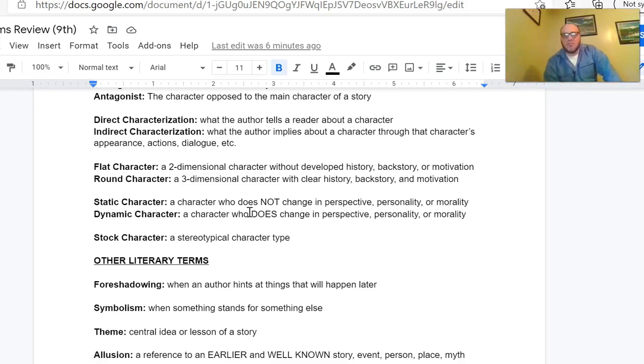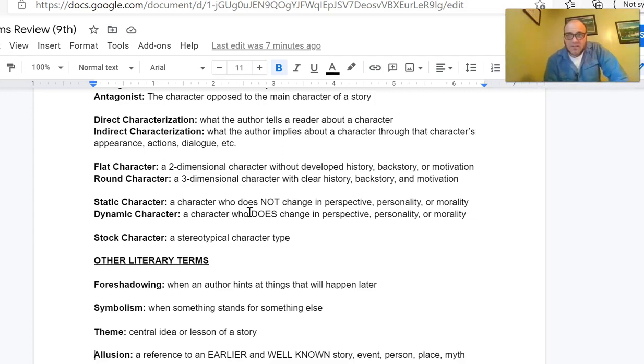Static and dynamic characters. A static character is a character who does not change in perspective, personality, or morality. And a dynamic character is a character who does change in perspective, personality, and morality over the course of the story. I think, again, you could argue that there are really only two dynamic characters in the story. The primary is Odysseus and the secondary is Telemachus. These two characters change in various ways.